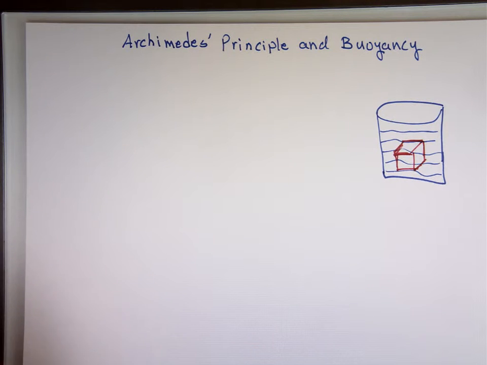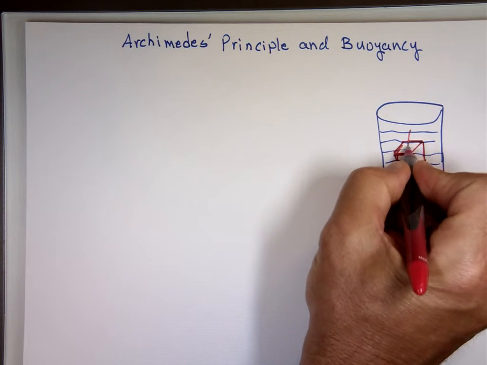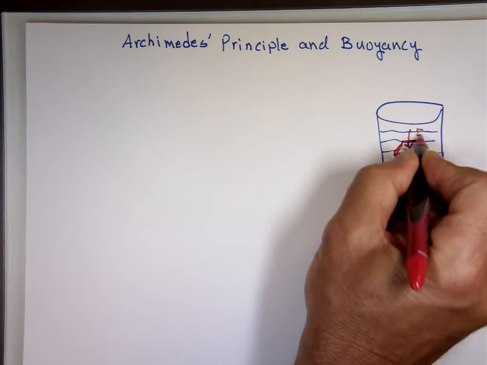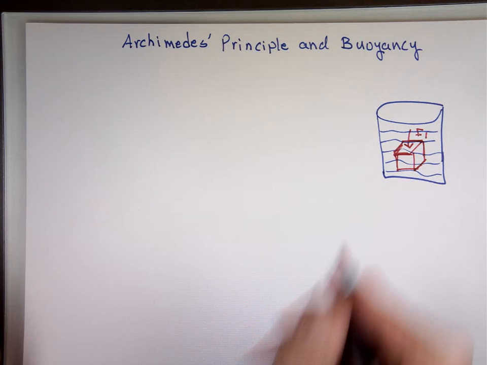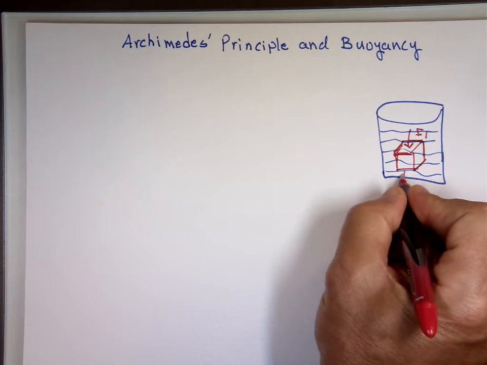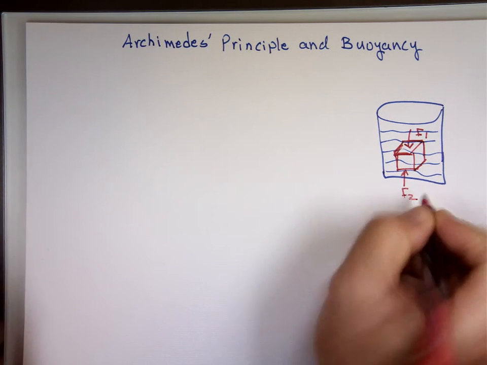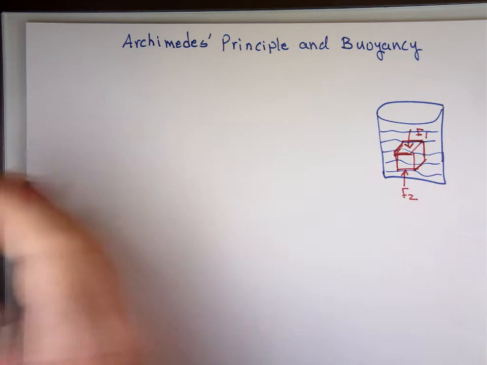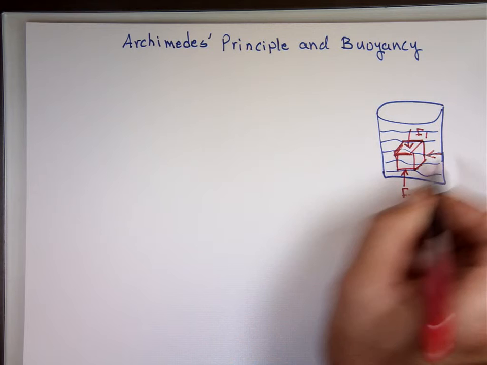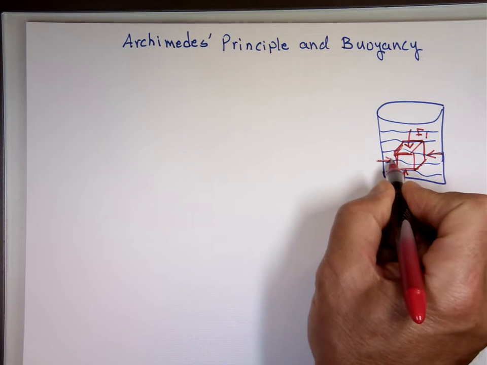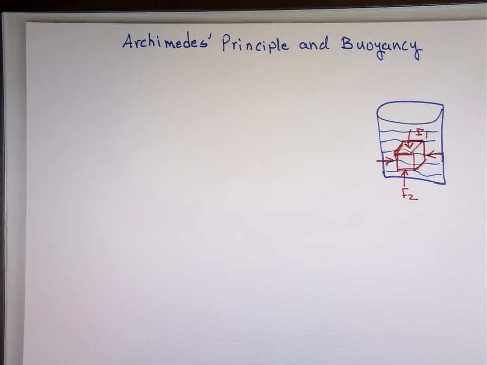Well, if it's floating in the water, we have a force in this direction called F1. We have a force in this direction called F2. If the thing is not moving, there's a force pushing, because we know the water is pushing in this direction, and it's being canceled by that force in that direction. Otherwise, that thing will move side to side if it wasn't equal.